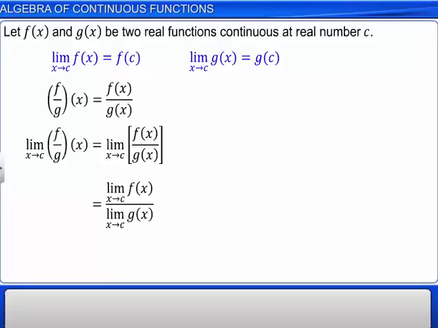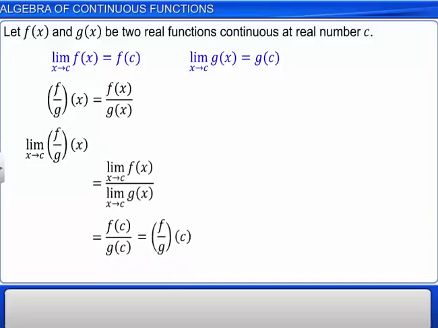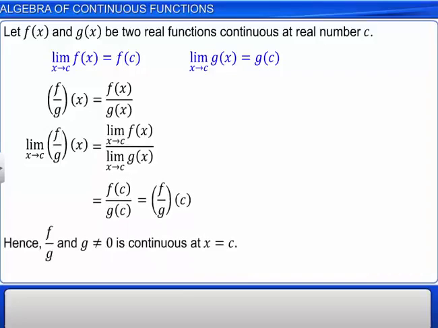Since functions f and g are continuous at x equal to c, the limit of f of x as x approaches c is f of c, and the limit of g of x as x approaches c is g of c. By the property of quotient of functions, this is further equal to f divided by g of c. Hence, f divided by g is continuous at x is equal to c, provided g of c is not equal to 0.